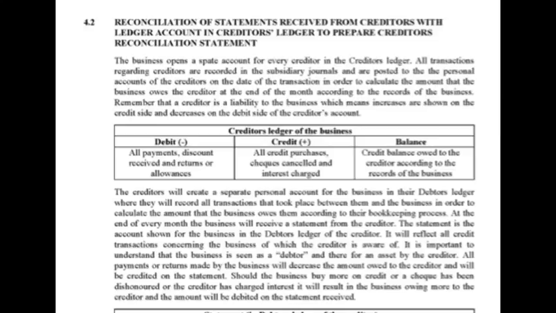All transactions regarding creditors are recorded in the subsidiary journals and are posted to the personal accounts of the creditors on the date of the transaction in order to calculate the amount that the business owes to the creditor at the end of the month according to the records of the business. Remember that a creditor is a liability to the business, which means increases are shown on the credit side and decreases are shown on the debit side of the creditor's account.